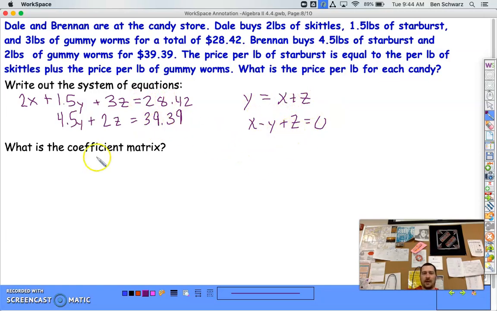So these are 3 equations. So coefficient matrix. And this is going to be a 3 by 3. So we got 2, 1.5, 3, 0, because there's no x, 4.5, 2, and then we got 1, negative 1, 1. So this is going to be our coefficient matrix.